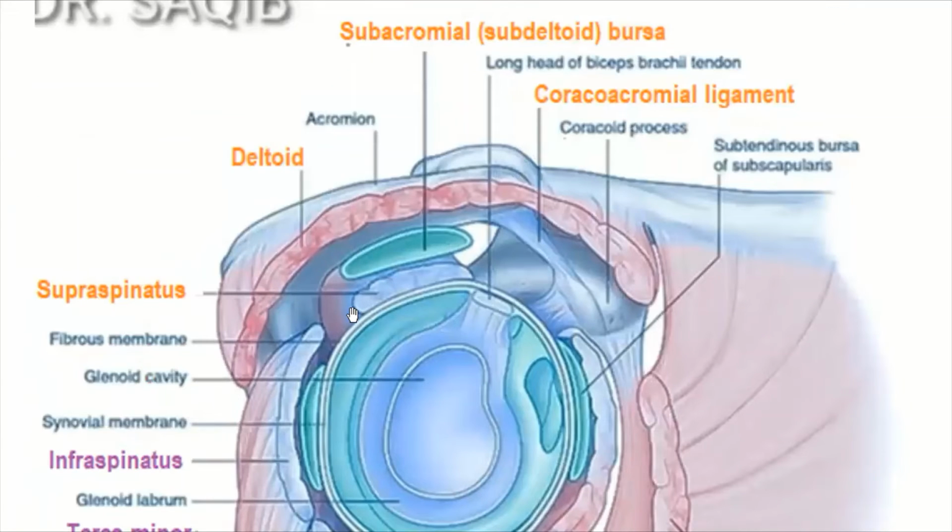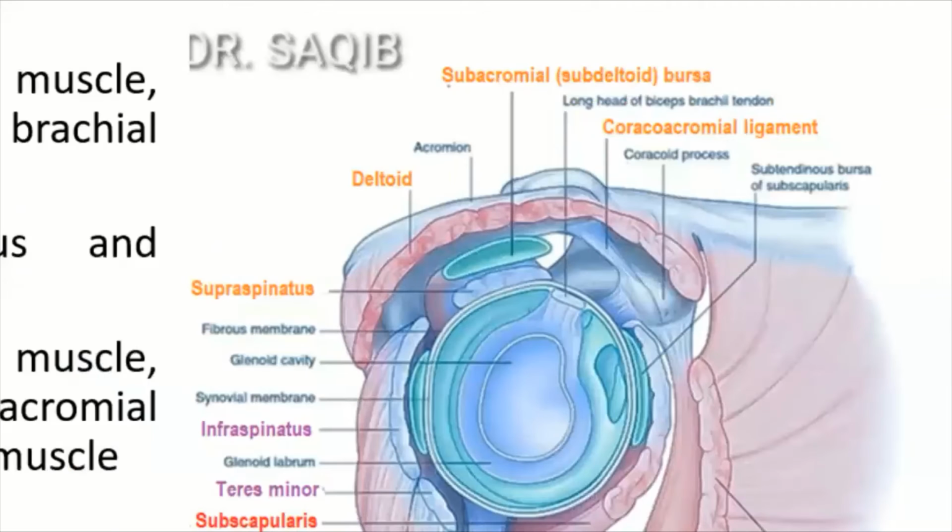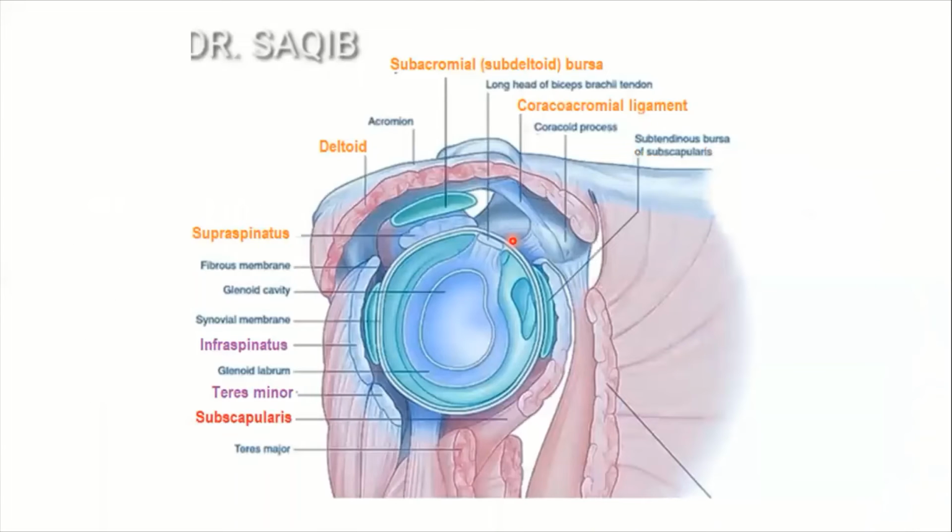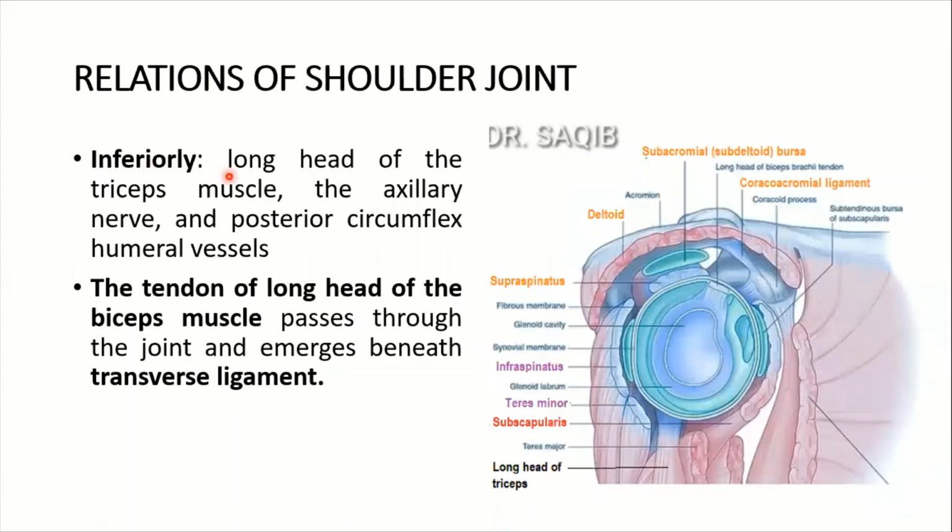And let's go superior. Superiorly are the supraspinatus and the subacromial bursa, and over these are the deltoid and the coraco-acromial ligament, right? These are the superior relationships. And then inferiorly, the long head of the triceps muscle, the axillary nerve, and the posterior circumflex vessels. This is the long head of the triceps, which you can see here. The tendon of the long head of the biceps passes through the joint and emerges beneath the transverse ligament.